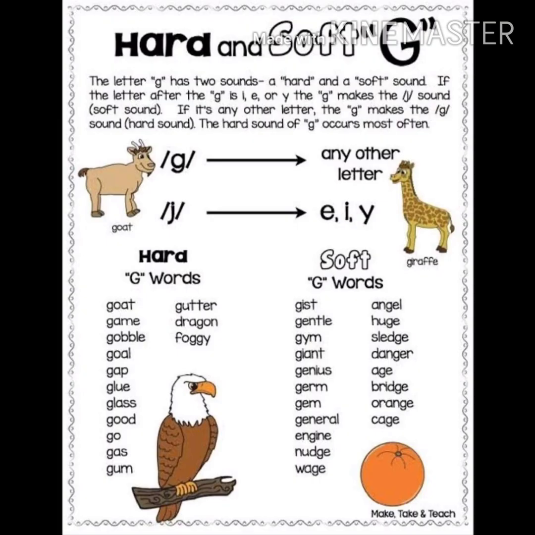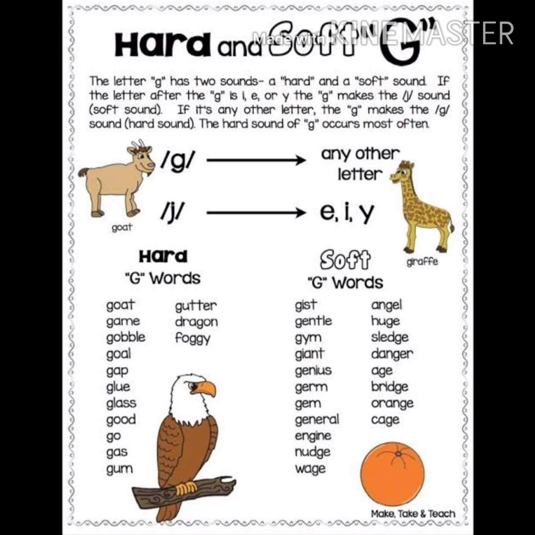Let's have a look. First we have G. And actually we pronounce G, sometimes you pronounce it like a g sound, and sometimes you pronounce it like a j sound, and we call that hard G and soft G. So let me give you some examples. We say goat, this is a hard G. Goat. Game, gas, gloss, glitter, dragon, foggy.